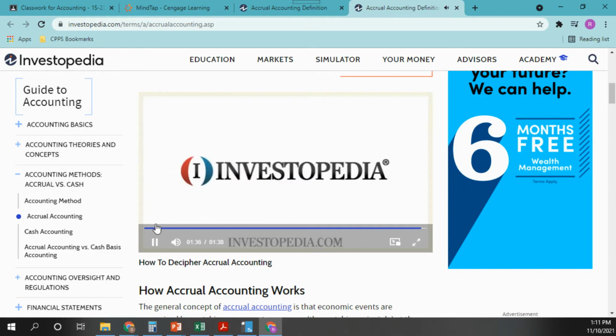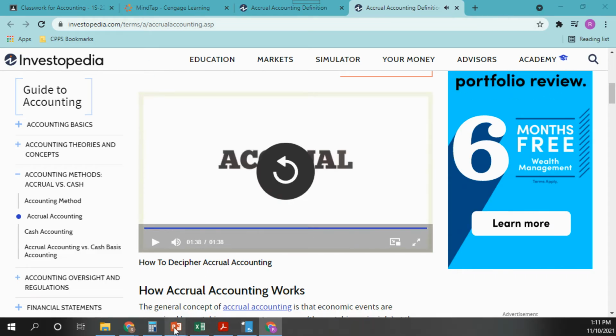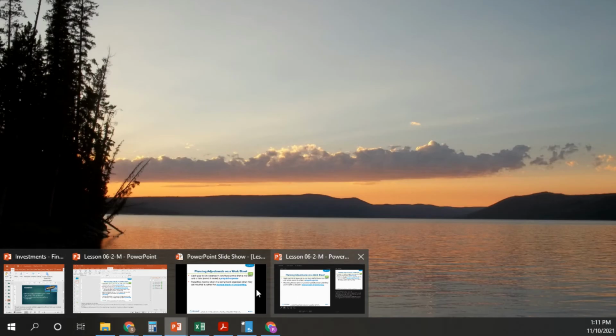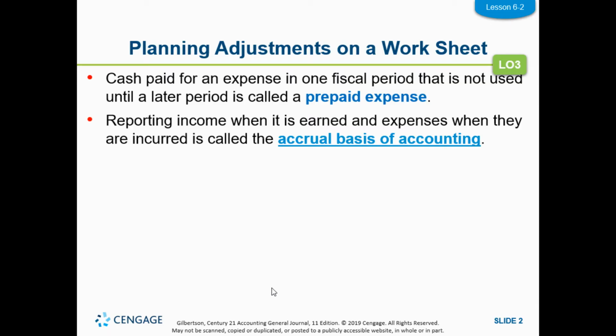Okay, there you go, Investopedia. All right. Accrual accounting. And if you couldn't quite hear that too well, then you can at least read the captions. Okay, accrual accounting. All right.